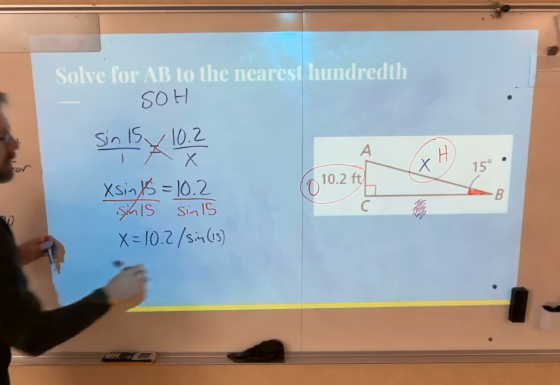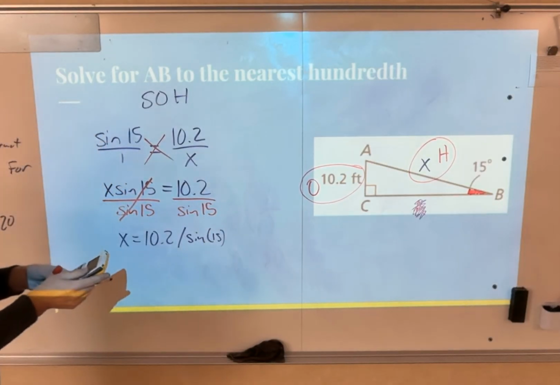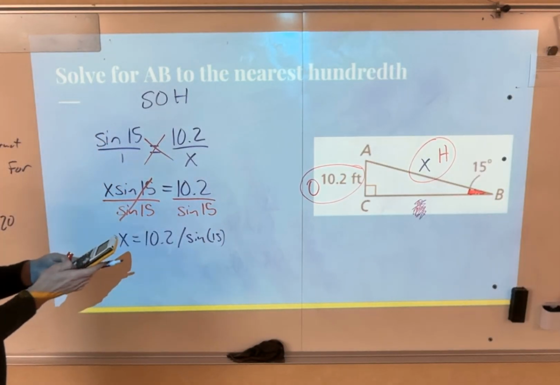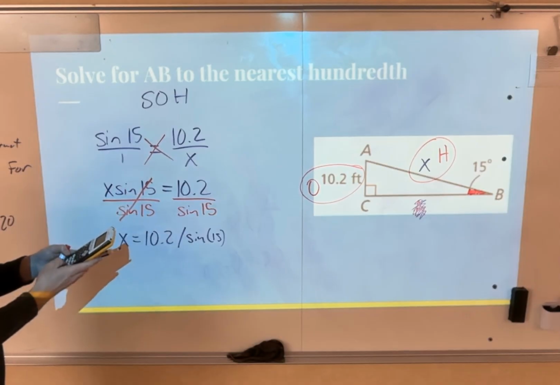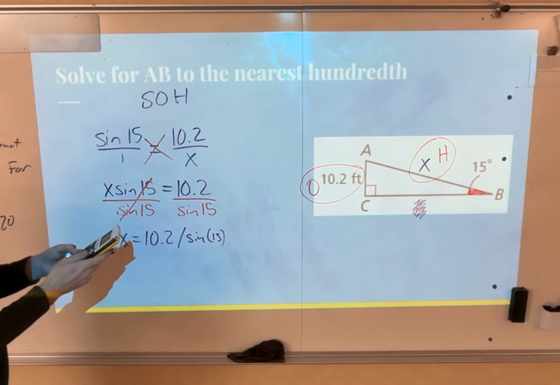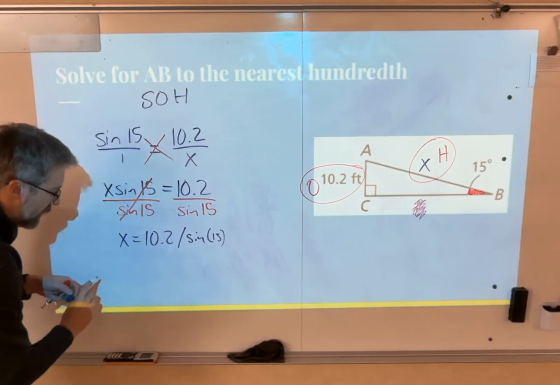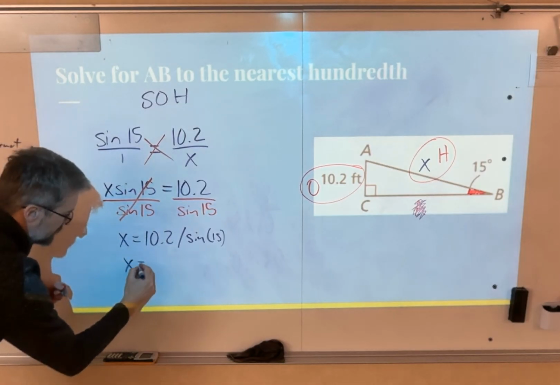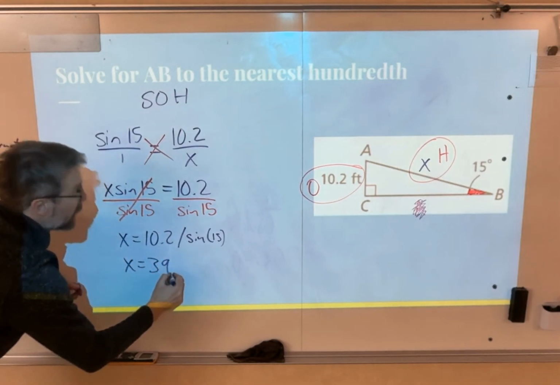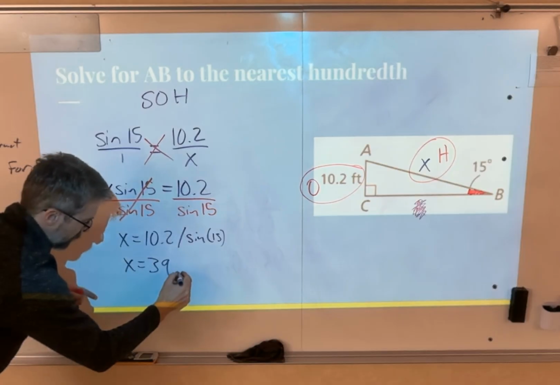And that's how it would look if you're using the graphing calculator. Oops, snuck a plus sign in there. And so when I do that, I get that x is equal to 39, and we're going to the nearest hundredth, 0.41.